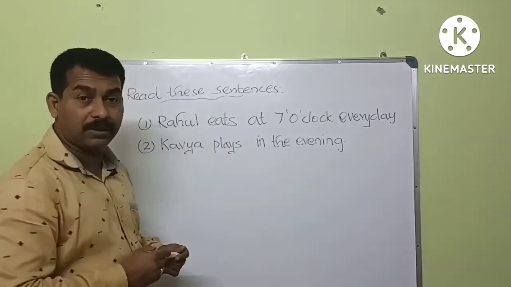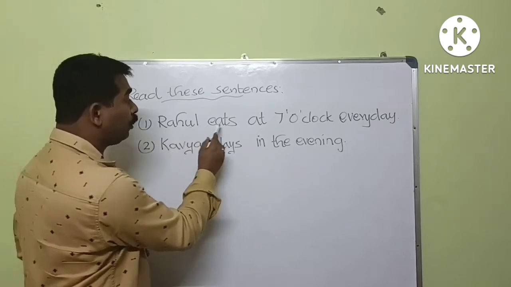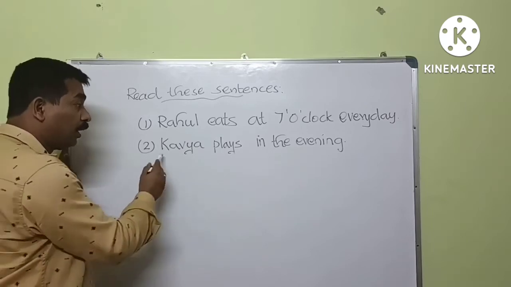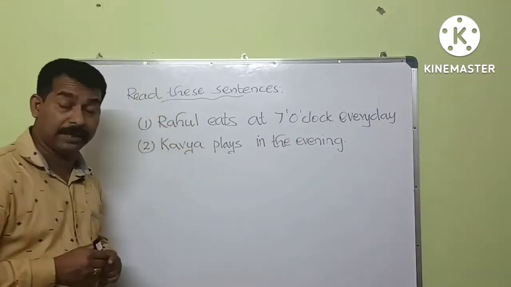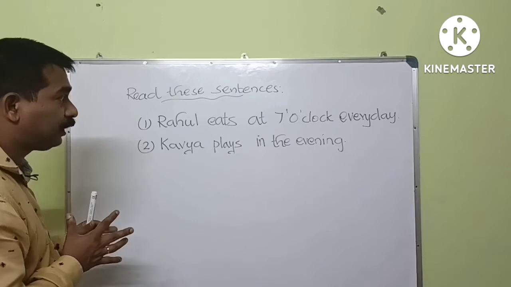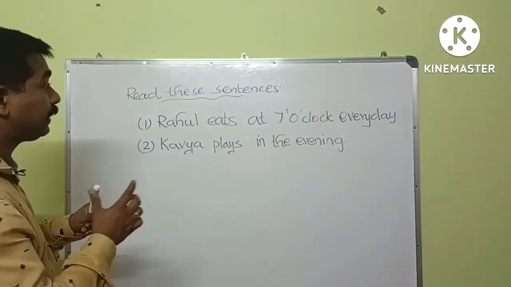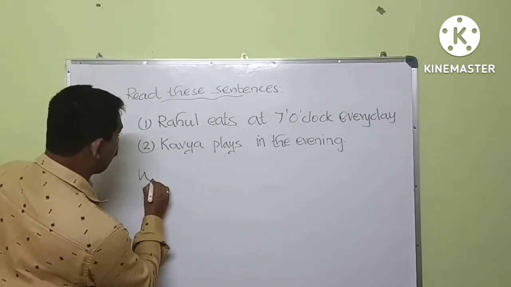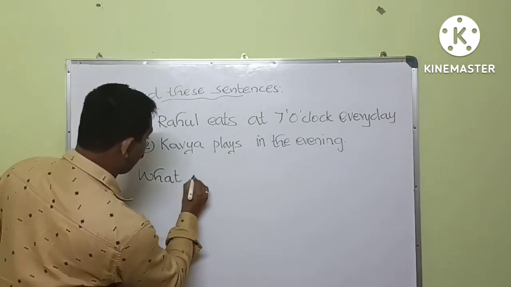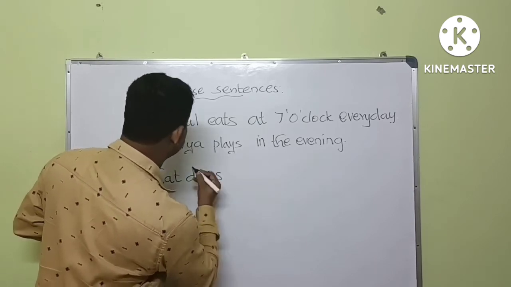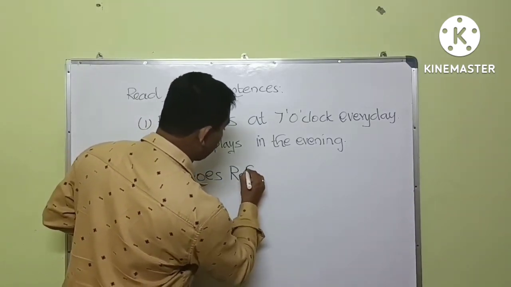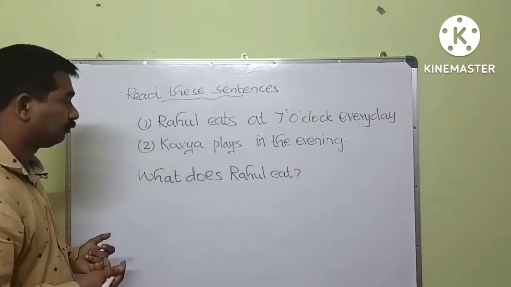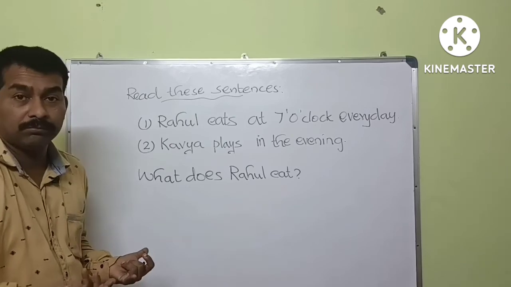Read these sentences. Number 1, Rahul eats at 7 o'clock every day. Number 2, Kavya plays in the evening. We are going to find out the objects from these sentences. Let's ask those questions. What does Rahul eat? Answer? No answer.